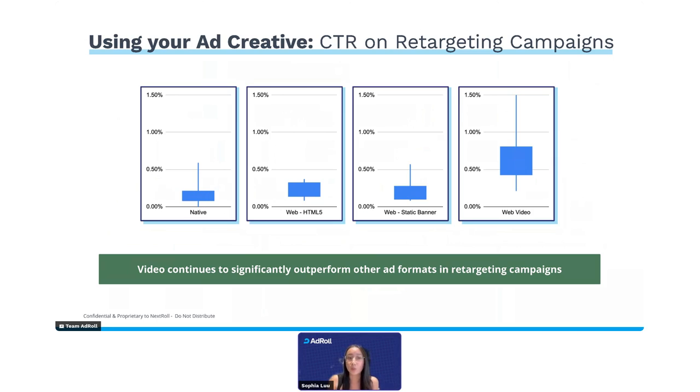It's best to leverage all of the ad types that are available so that you have a diverse mix of audience and inventory reach.